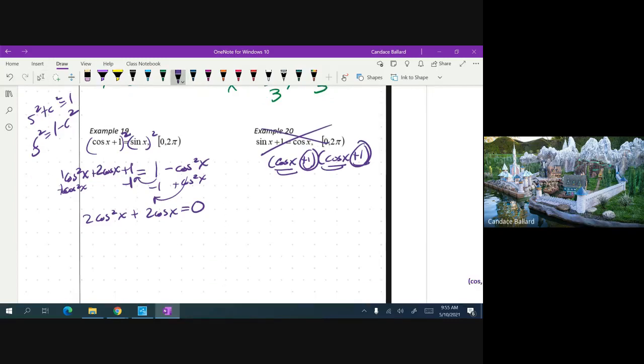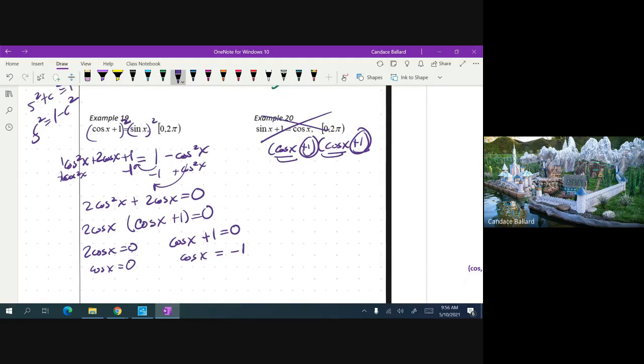So the greatest common factor would be 2 cosine x, and that leaves behind cosine x plus 1 equals 0. So that's going to be the zero product property: 2 cosine x equals 0, and cosine x plus 1 equals 0. Then we're going to go ahead and divide by 2. So 0 divided by 2 is 0. And cosine of x equals -1. So is cosine, help me out, the x value or the y value on the unit circle?